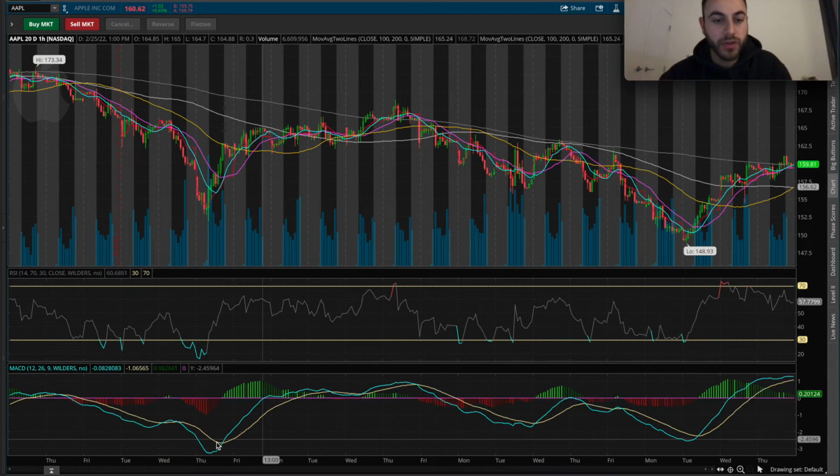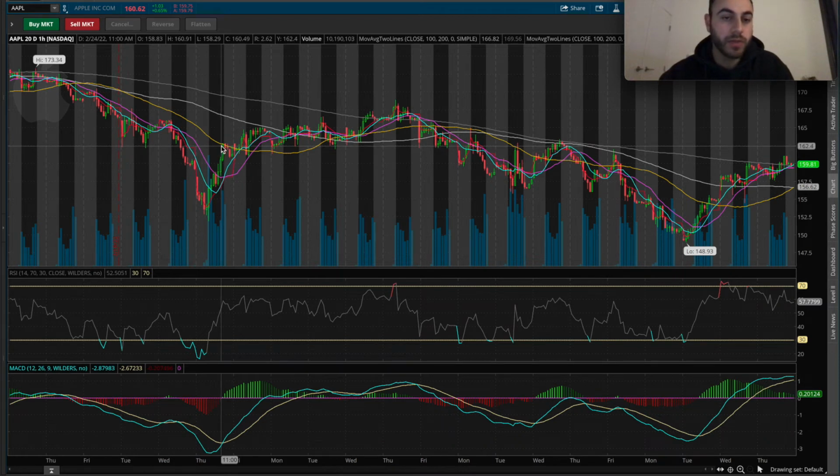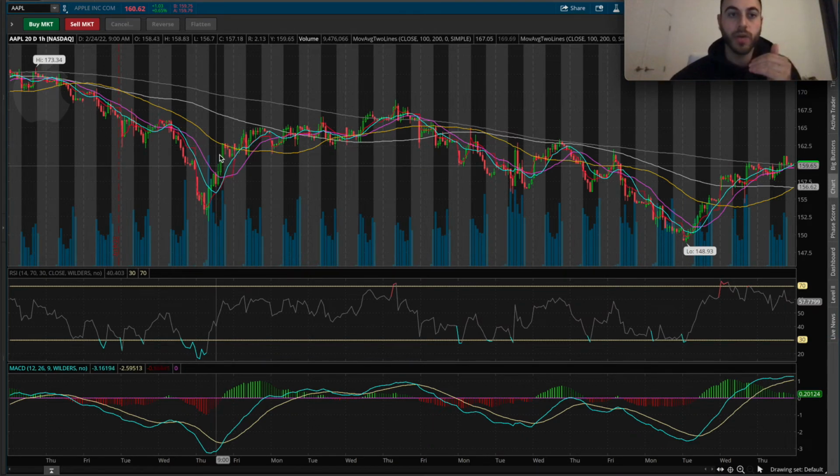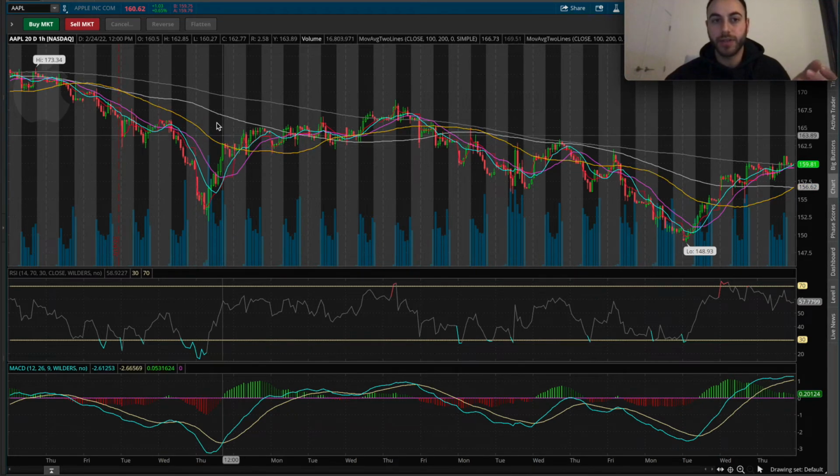MACD crosses over. If you played this crossover, you would have entered the stock right around here, which is not really a good play if there's a bearish trend in the stock. So you don't want to enter at the highs when it comes to bearish trends, because now you're entering near the top of a resistance. So you would have wanted to enter on a support. So if you were to enter on this buy signal right here, this would have been a bad entry.